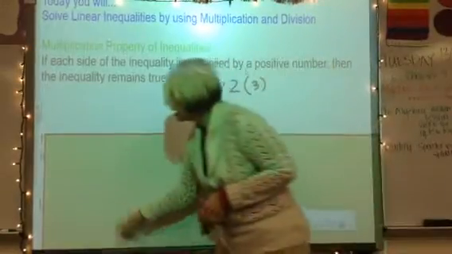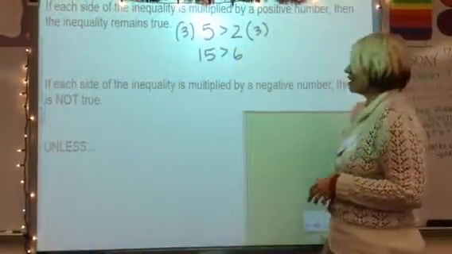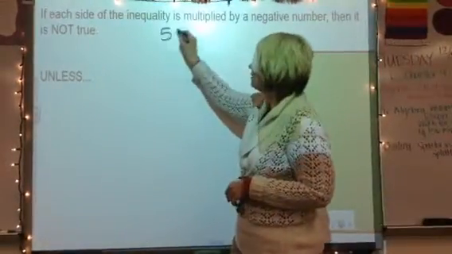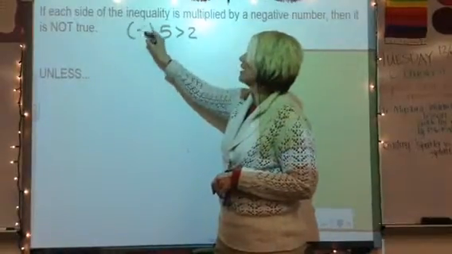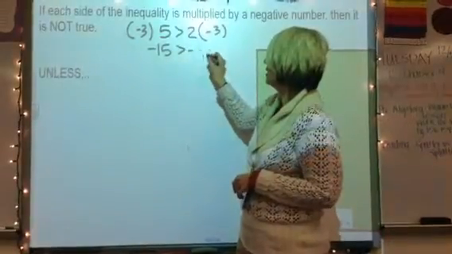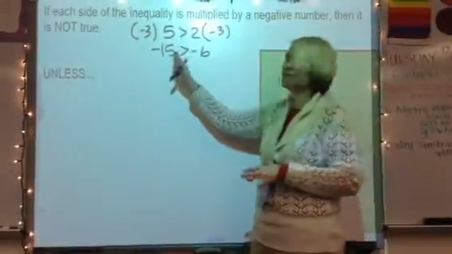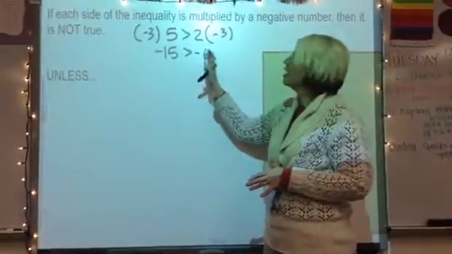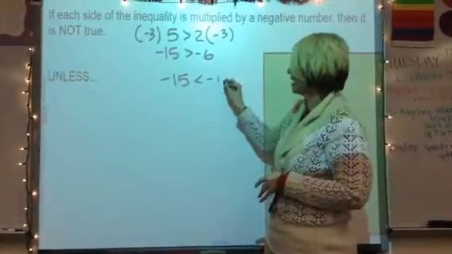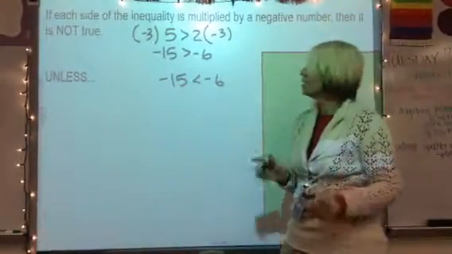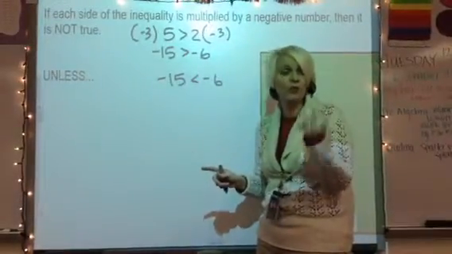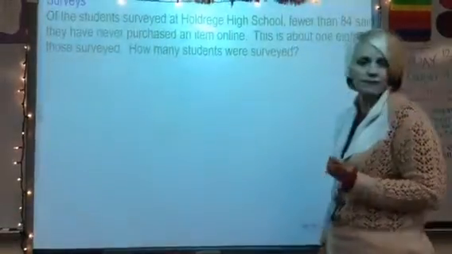That's still true. Well, if each side of the inequality is multiplied by a negative number, then it is not true. Watch. Yes, 5 is greater than 2, but if I multiply by a negative 3 this time, I would get negative 15 is greater than negative 6. That's ridiculousness. Negative 15 is not greater than negative 6. But if I flip the symbol, negative 15 is less than negative 6. Now that makes it true. So if we multiply by a negative, we have to flip the symbol, and that is a rule that we have to follow. Multiply by a negative, you have to flip the symbol.